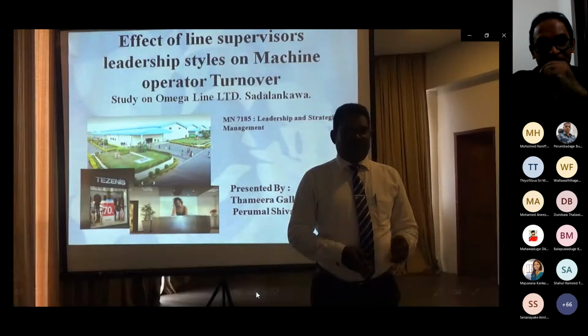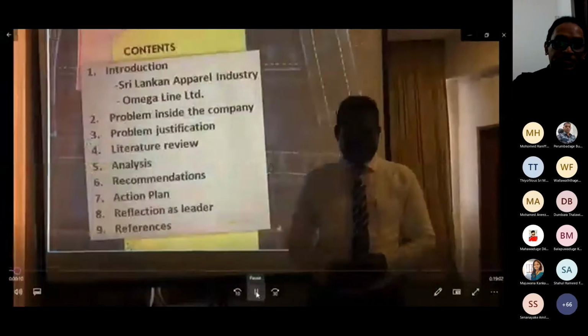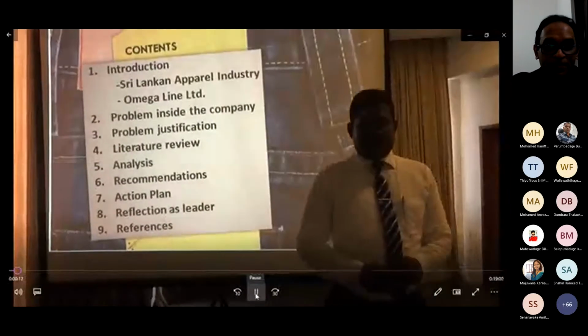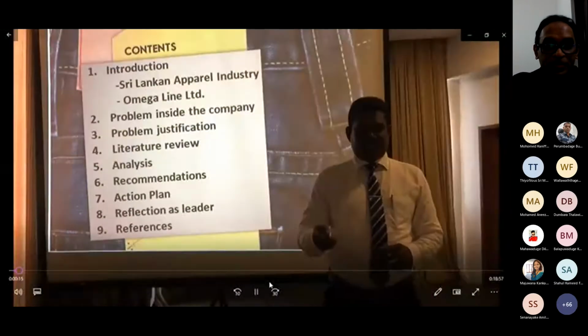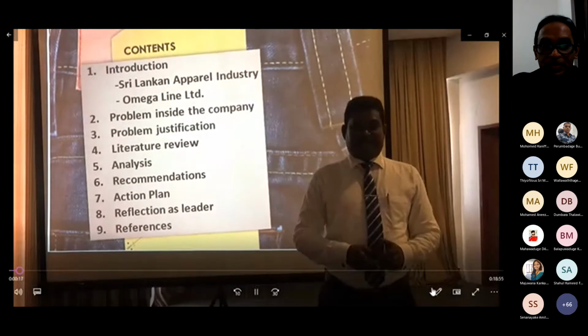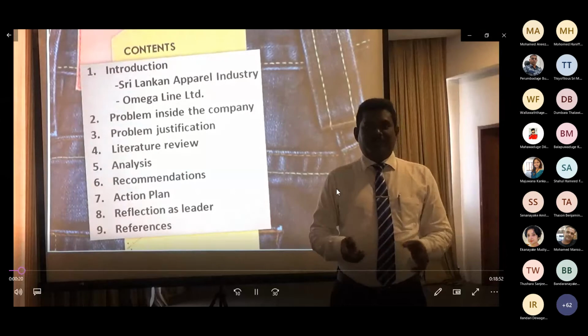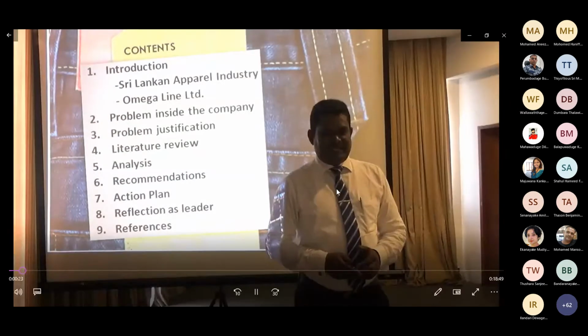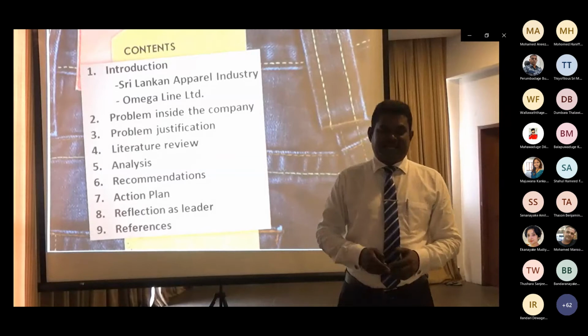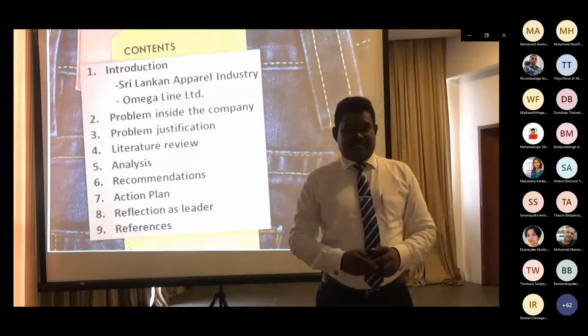Present how leadership style affects an organization. In this presentation, we are talking about the Sri Lankan apparel industry, as well as Omega Line Private Limited: problem inside the company, problem justifications, literature review, analysis, recommendation, action plan, and reflection as a leader.